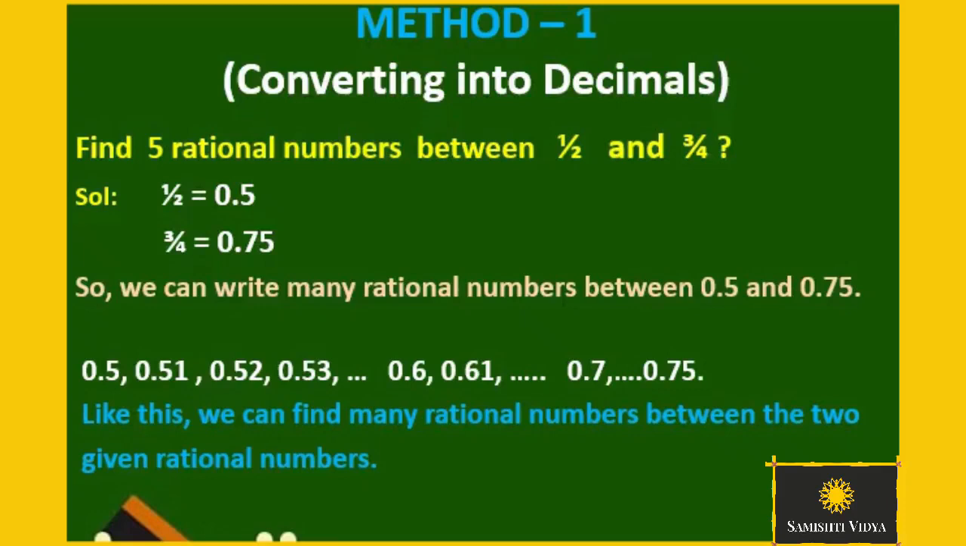So, we can write many rational numbers between 0.5 and 0.75 like 0.51, 0.52, 0.53, and so on, 0.6, 0.61, 0.62, 0.63, and so on, 0.7, 0.71, 0.72 until 0.74. Like this, we can find many rational numbers between the two given rational numbers.